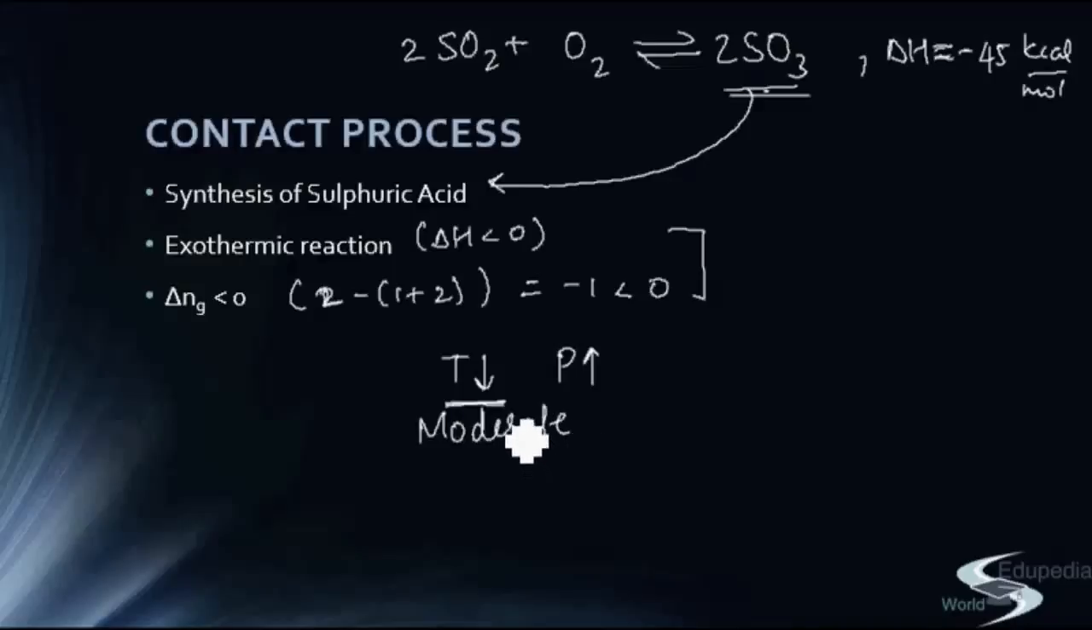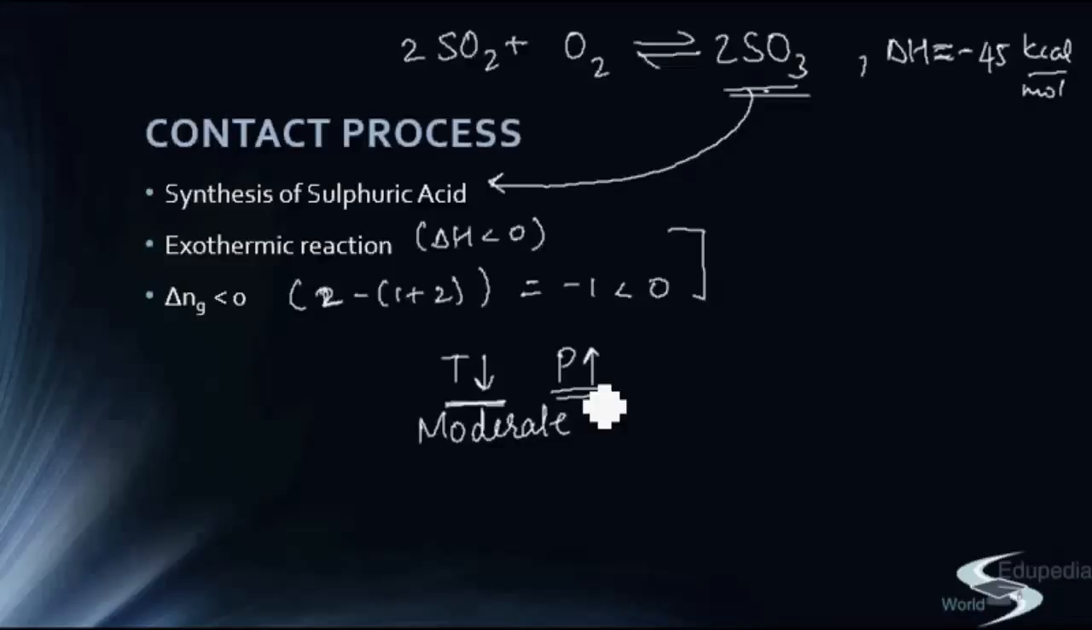Temperature values here are kept around, say, 500 degrees centigrade. Yes, they are considered moderate values. In industries even that is moderate, and pressure values are high, though not as high as in Haber's process. In Haber's process we use pressure values like 3 atmospheres. Here we'll use 1.5 to 2 atmospheres. But yes, they are relatively high, so that more and more SO3 can be formed.